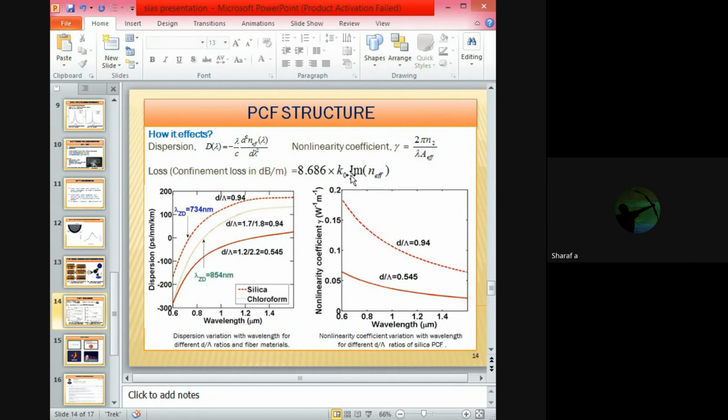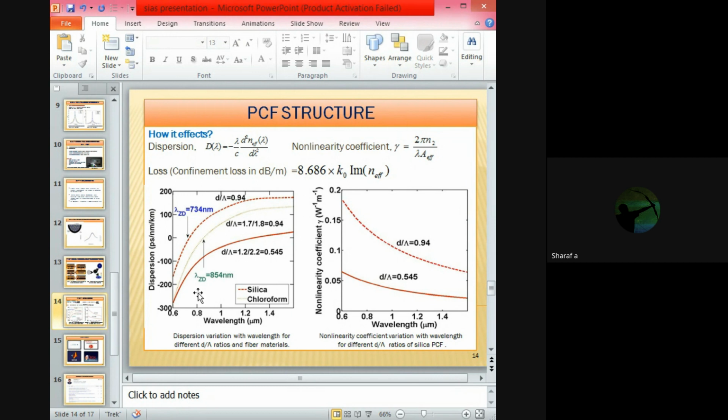Also, you can calculate the loss in the fiber by using this equation. With respect to the application we are focusing on, we can calculate either dispersion, nonlinearity, or loss, confinement loss, in photonic crystal fiber. And all these things are very much dependent on fiber geometry.